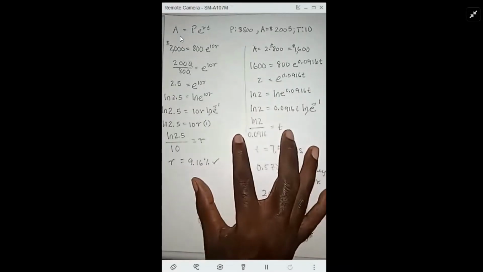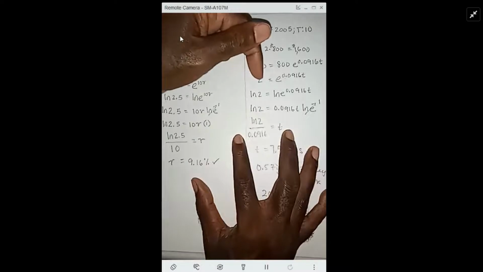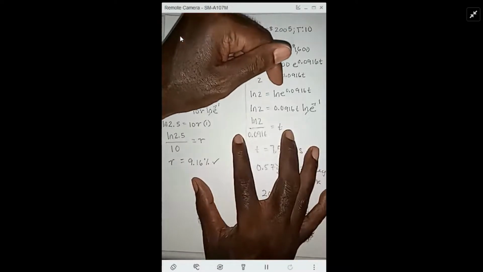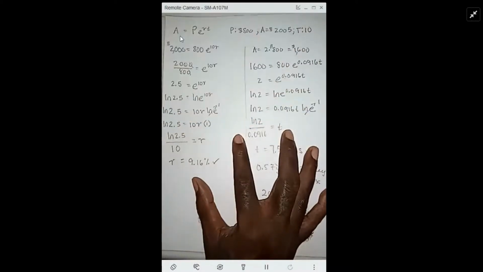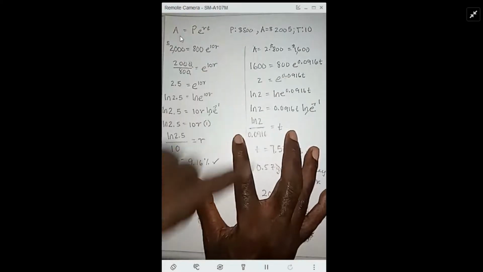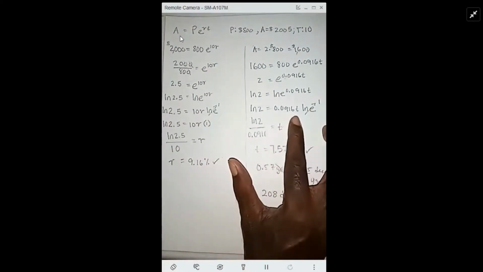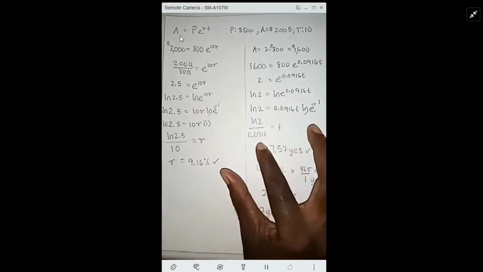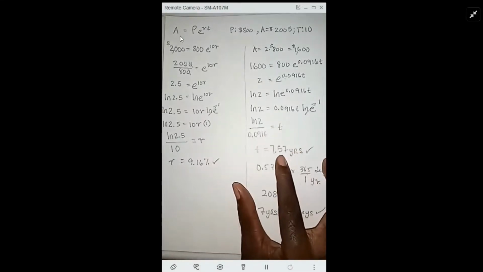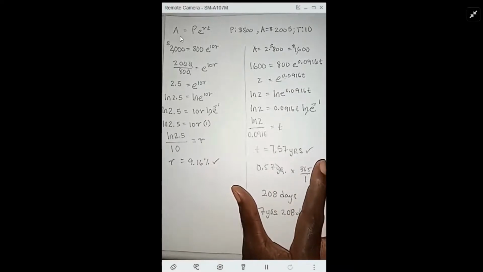2 equals this guy. Take the natural log of both sides. Then natural log of e, we know that to be 1. So we have the natural log of 2 equals 0.0916T. Divide both sides by that. We get T to be 7.57 years. They said they wanted it in years, so okay, we can leave it like that.